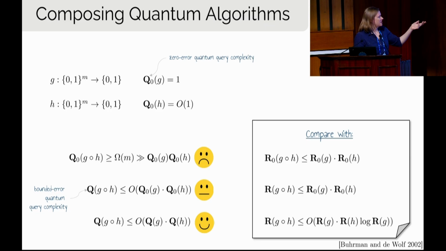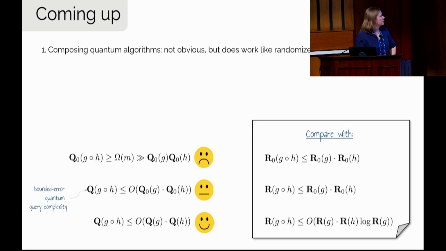Yeah, so this is all not very fine-grained and just in terms of query complexity, but this is all to show that when you are composing quantum algorithms, things just work quite differently from when you compose classical algorithms. The situation is just different. So this is what's coming in the rest of my talk.